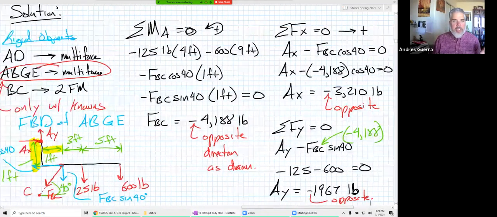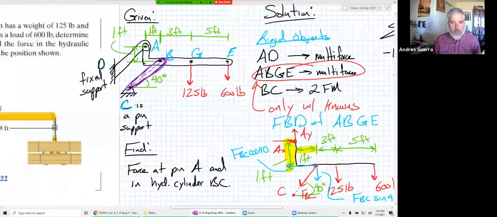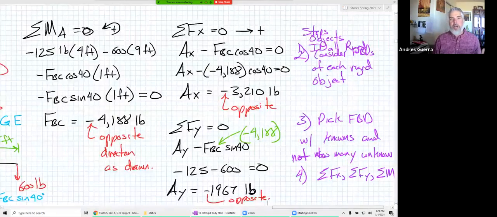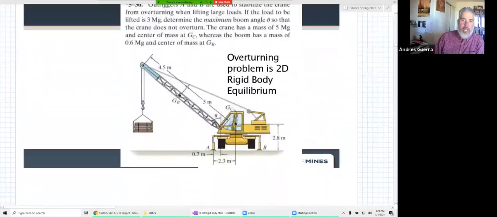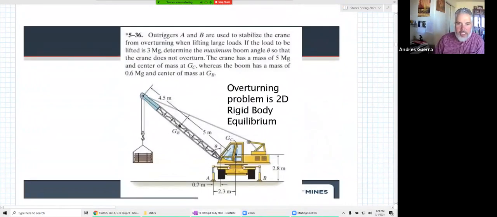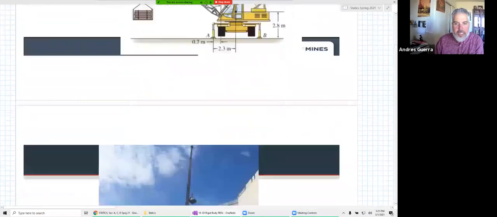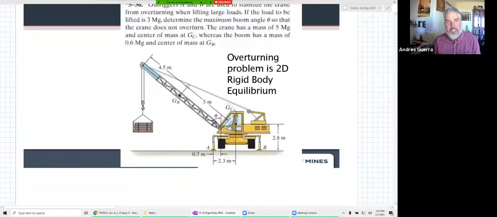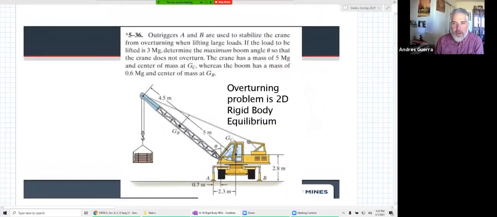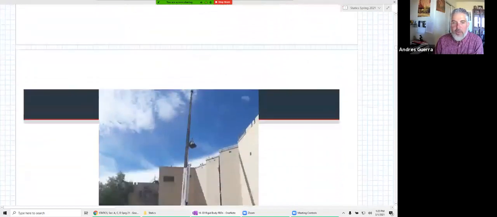Okay, we're going to get into 3D stuff here in a second, but I wanted to bring up one more thing: overturning. We looked at overturning when we first talked about moments, and we watched this crane fall into the water when they were trying to pull out this car.